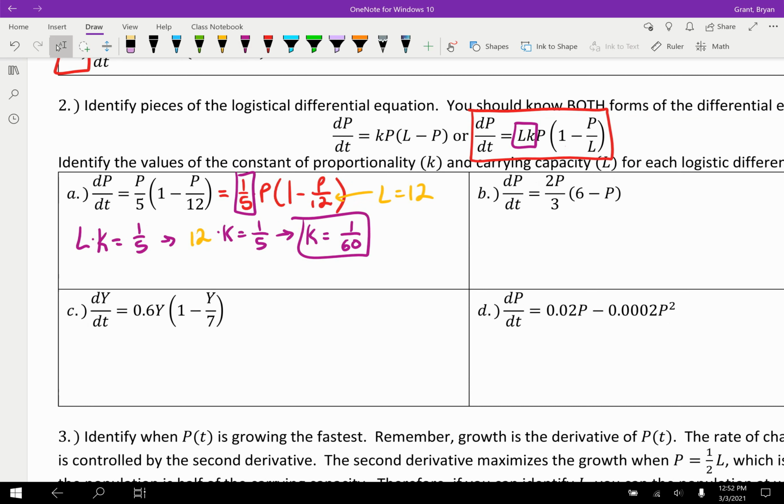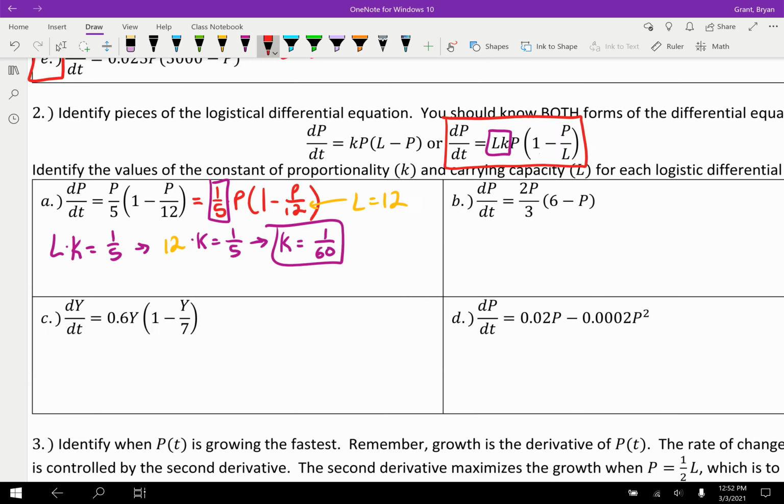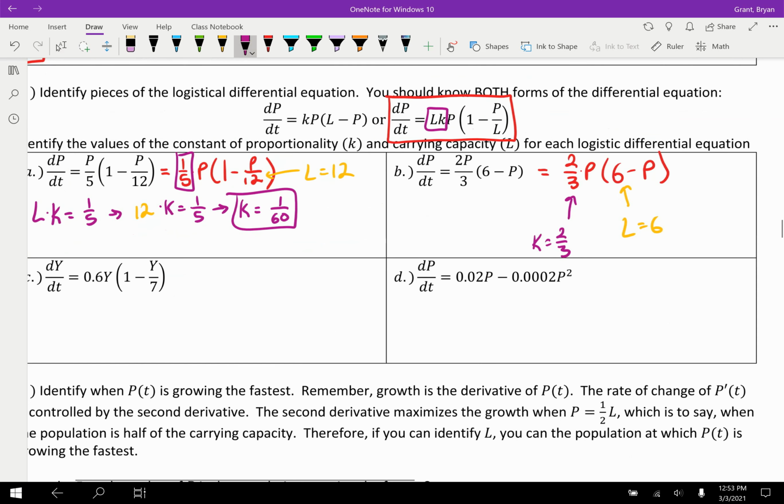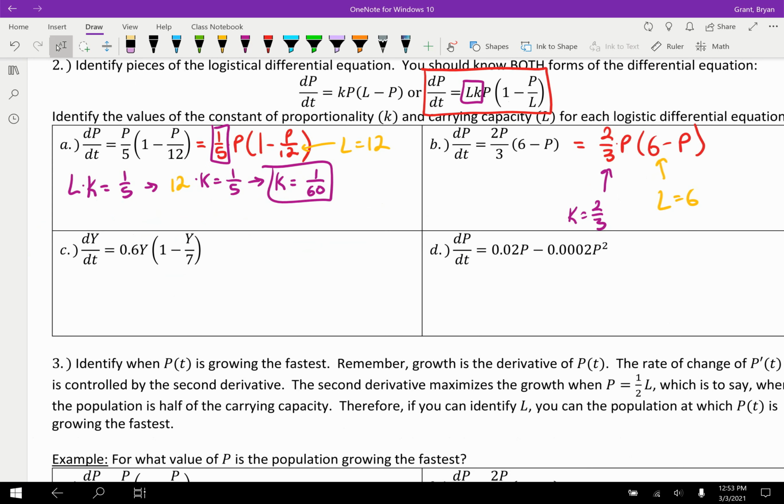Alright, we're on to part B. I think part B is actually a little bit easier than part A because we're already in our first form of our differential equation, which means that we can tell L is 6 because it's not 1 right there, pretty easy. And we can also see the value of k because it's just kP on the outside, and so k has to be 2/3. Woo! As we continue through, we'll look at part C.